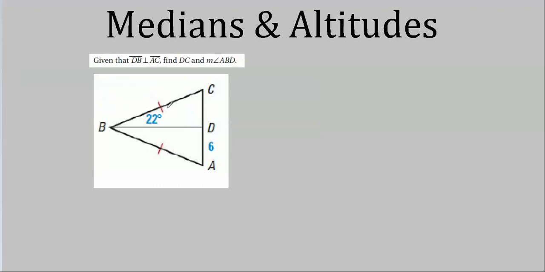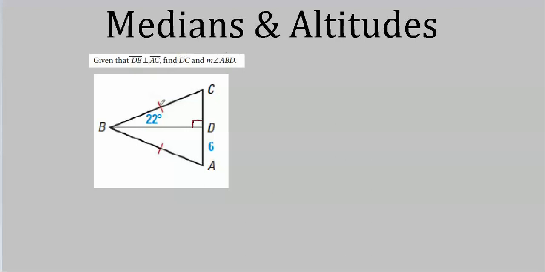Well, our job is to find the measure of angle ABC. That's this big one here. And what information do we have? Well, DB is perpendicular to AC. Let's just draw that in so we don't forget. It's our right angle symbol. Find DC and the angle ABD. Okay.